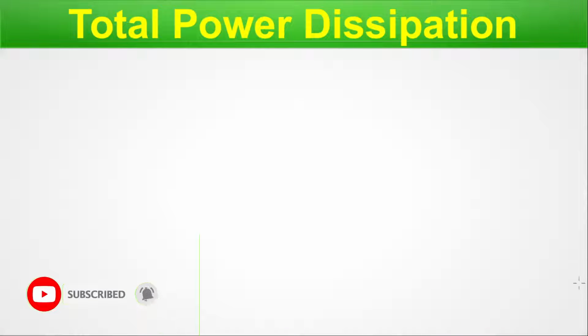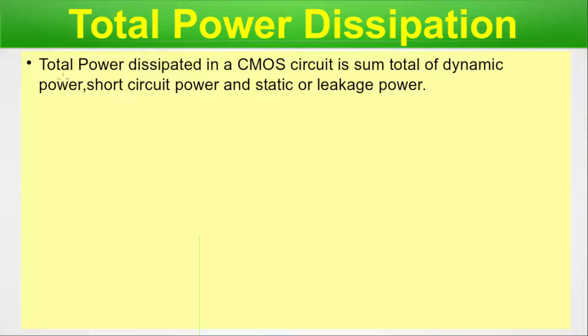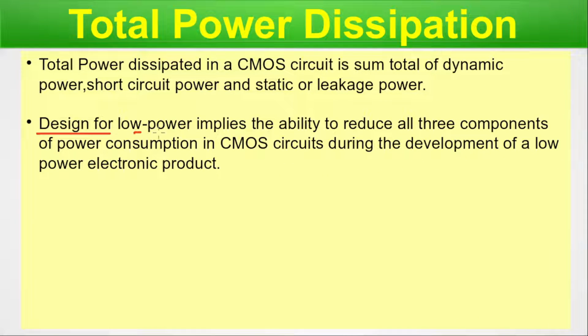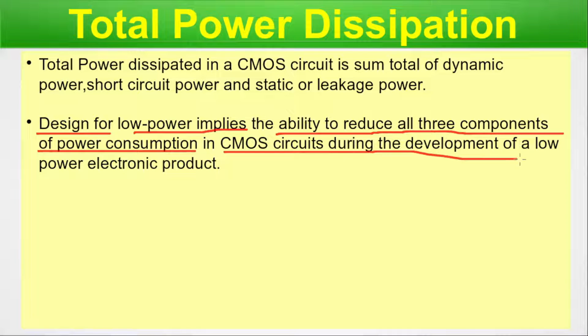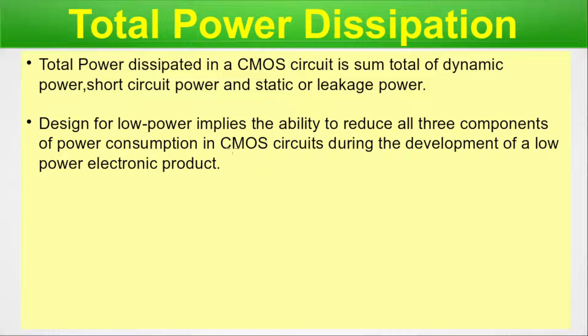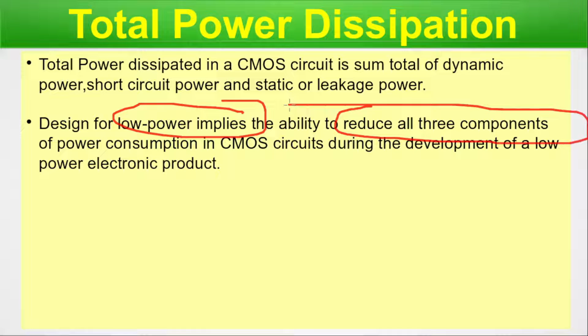Total power dissipation. The total power dissipated in a CMOS circuit is the sum total of dynamic power, short circuit power and static or leakage power. Design for low power implies the ability to reduce all three components of power consumption in a CMOS circuit during the development of a low power electronic product. So when we design for low power, we have to reduce all the three components that we have discussed in the last 3 slides.